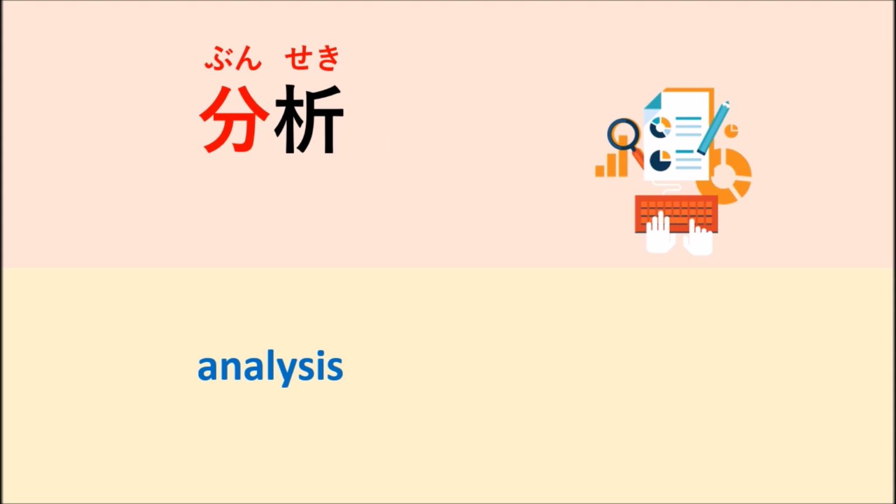分析 means analysis. Here we use it to analyze information. For example, you want to analyze the marketing information. You can say マーケティングの情報を分析します。Which means analyze the marketing information. この情報は分析できますか？ Which means, can we analyze this information?